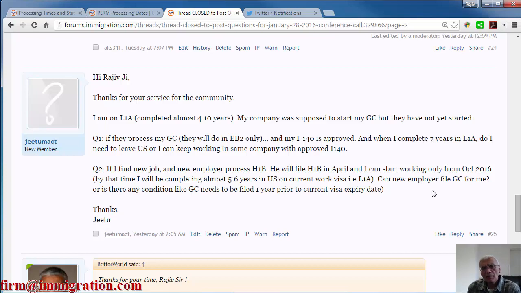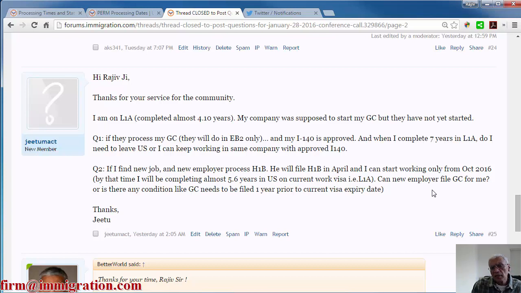If I find a new job, they process my H1B, and I can start working only in October. By that time, 5.6 years will be over. Can the new employer file a green card? They can file a green card even before you join them. They don't have to wait until you actually join them to start your green card. Of course, they can start after you join them, but they can start even before that.